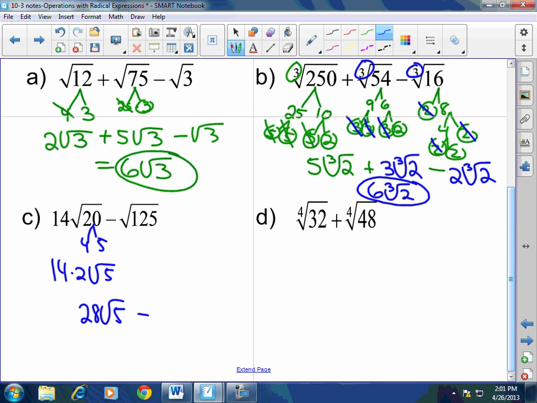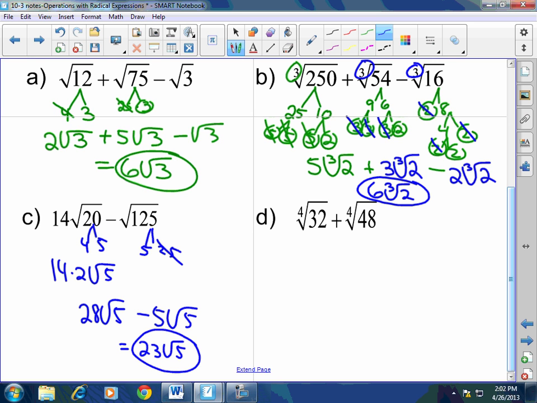Oh, okay. So then this is 5 and 25. What's the square root of 25? 5. Bam. Take out a 5. What's left over? 5. So what's 28 square roots of 5 minus 5 square roots of 5? 23 square roots of 5.